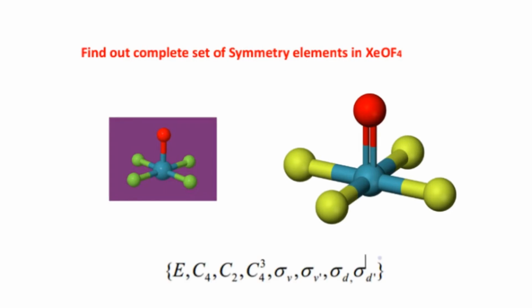Here we can see all the symmetry elements of this molecule: C4, C2, C4 thrice, and 2 sigma v's and 2 sigma d's are present in this molecule of xenon oxide tetrafluoride.